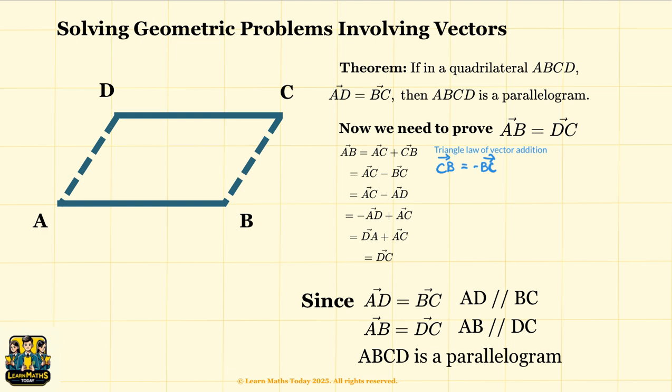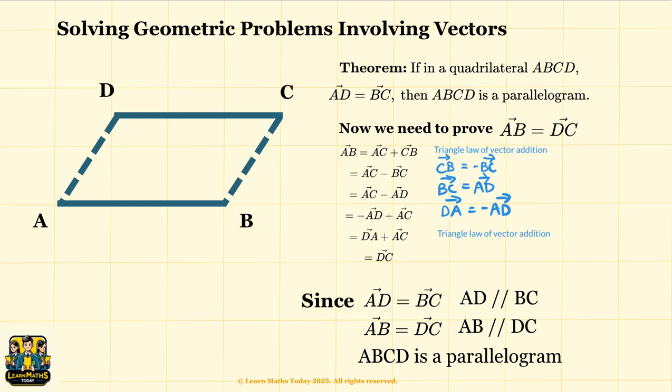And earlier on, we already showed that vector BC equals vector AD. So now we have vector AC minus BC equals vector AC minus AD. We know that the vector minus AD is simply the vector DA. So now we have vector DA plus vector AC, and once again A is a common point, and by the triangle law of addition, vector DA plus vector AC gives us vector DC.